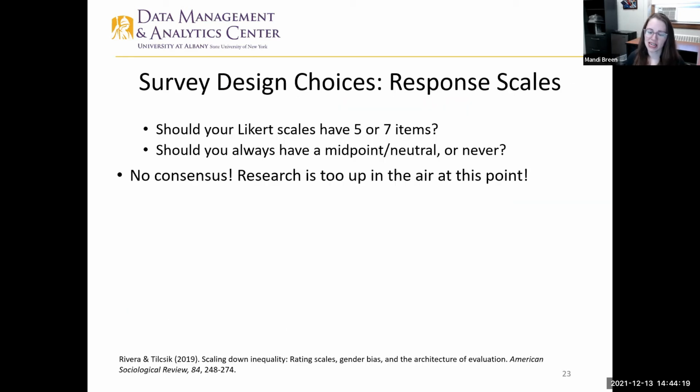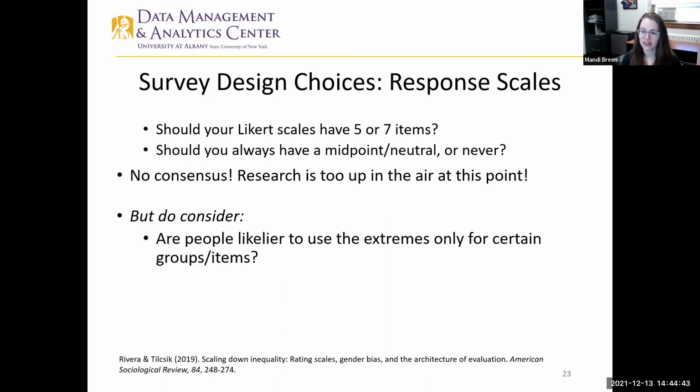So response scales, just like that midpoint, there's not great data on either side that says 5 is definitely better than 7. There's no, like I said, neutral or a midpoint or no midpoint is better. It's really up in the air. It's kind of up to you. Like I said, with the midpoint, we do have an opinion. We tend to err on the side of the 5-point scale as opposed to the 7, because it's easier cognitively to think about a lower number. What's the difference between 6 and 7? It might not be that clear to people.